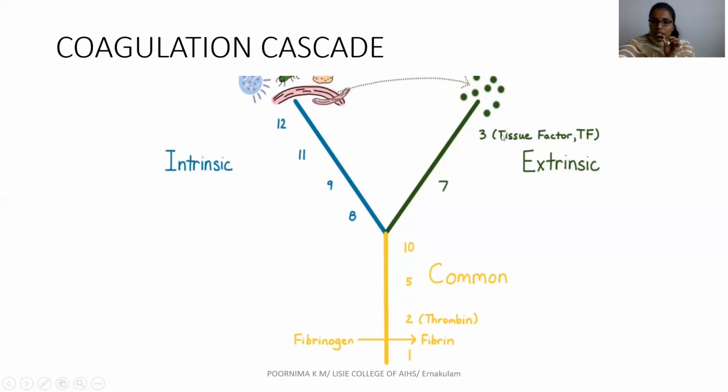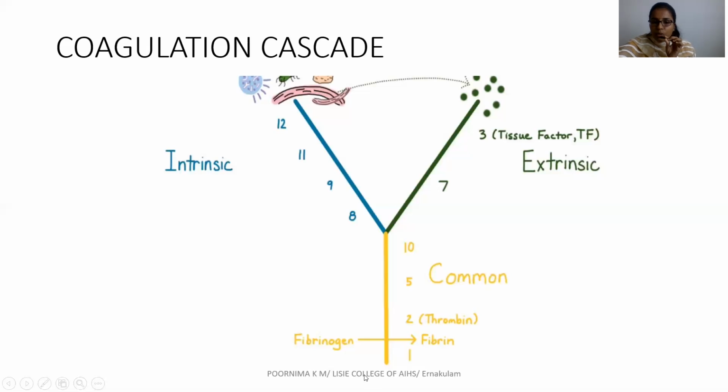So once the tissue factor gets released, it causes activation of factor 7. Factor 7 causes activation of factor 10. Now factor 10, in presence of factor 5 and calcium, causes activation of factor 2. The activated factor 2 causes conversion of the inactive form of factor 1 to the active form of factor 1, that is formation of fibrin. So finally, a clot has formed.